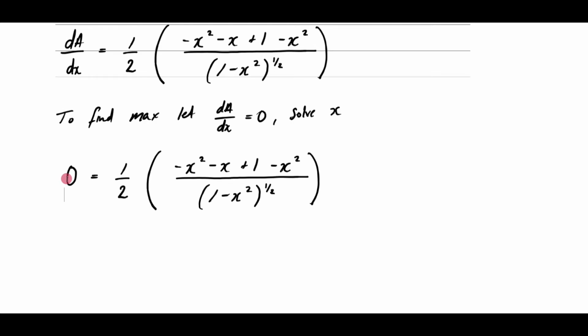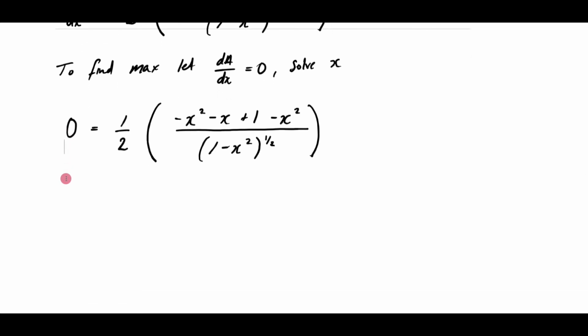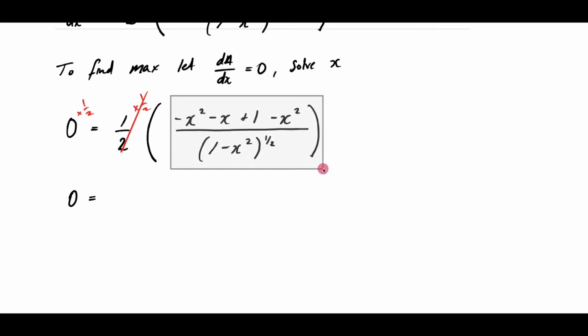Once I've done that, it's kind of just a matter of rearranging a bit. I could obviously times both sides by a half, and by doing that, that's going to go away, and I'm just going to be left with 0 still here on the other side. But now what I'm going to be left with is just this.